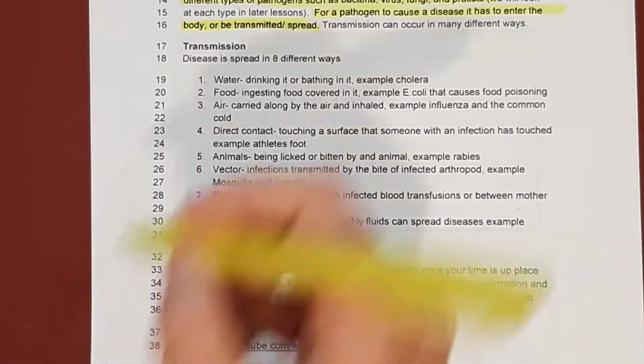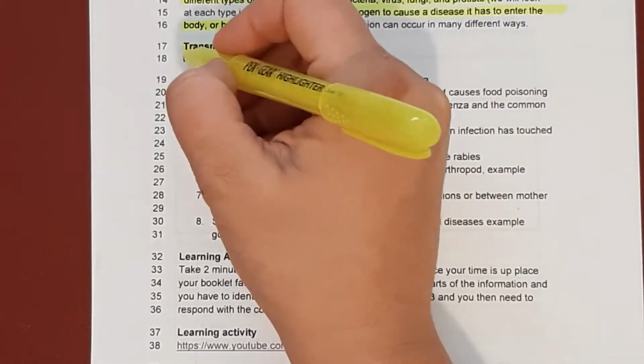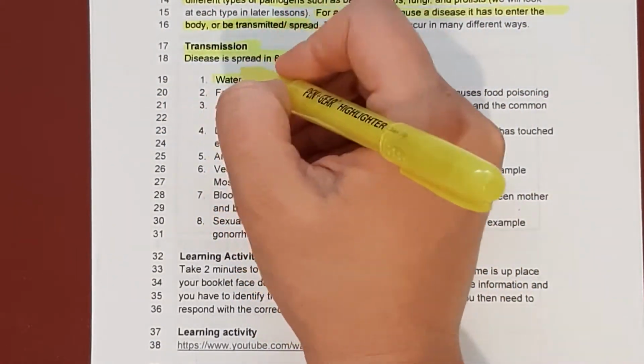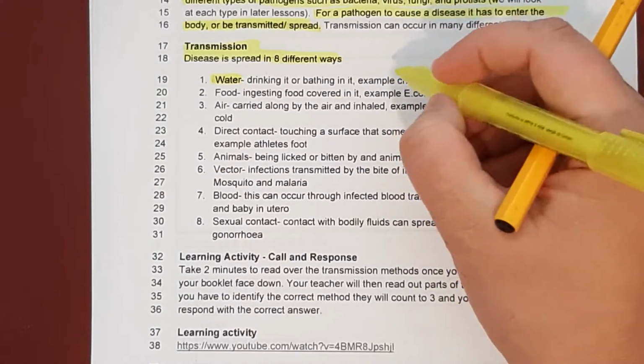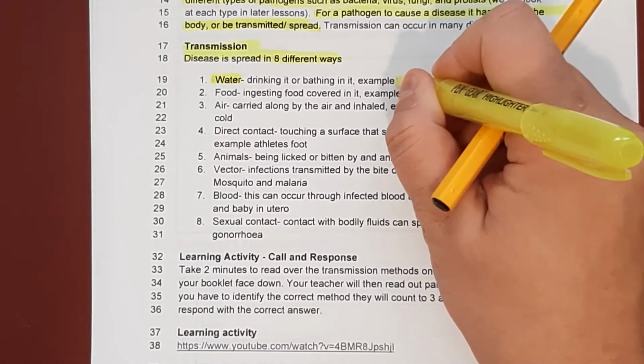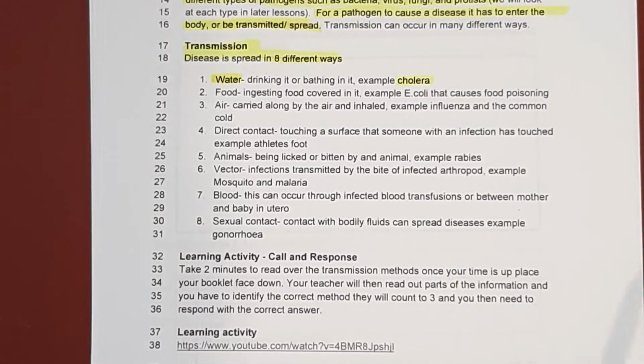So disease is spread in 8 different ways, so 8 different categories of spread. The first one is through water. So we might drink it, or we might bathe in it. For example, cholera. Essentially, people are drinking the same water that they're bathing in, the same water that they're washing their clothes in, the same water that they're using for a toilet. Quite often this would be a riverbed, or a river, or a stream, and the local animals are going there as well, and it's very contaminated. So cholera is a very good example of a bacteria that is spread by contaminated water.